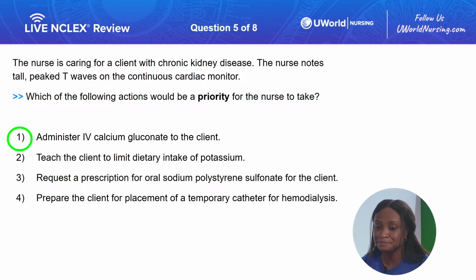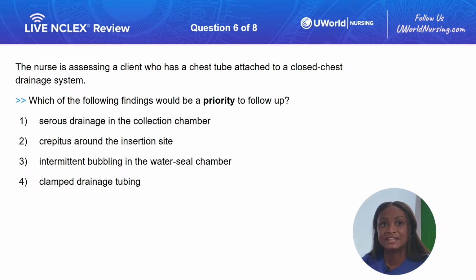Good job. Next question. The nurse is assessing a client who has a chest tube attached to a closed chest drainage system. Which of the following findings would be a priority to follow up? Option 1, serous drainage in the collection chamber. Option 2, crepitus around the insertion site. Option 3, intermittent bubbling in the water seal chamber. And option 4, clamped drainage tubing. Again, another priority question.